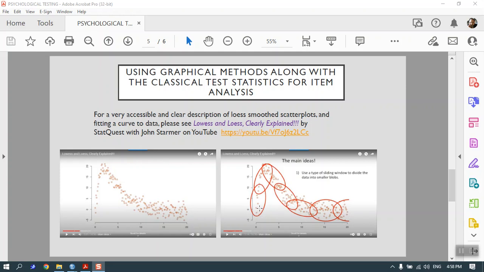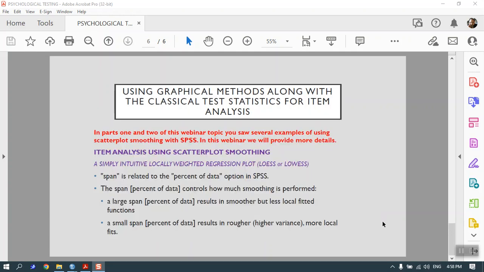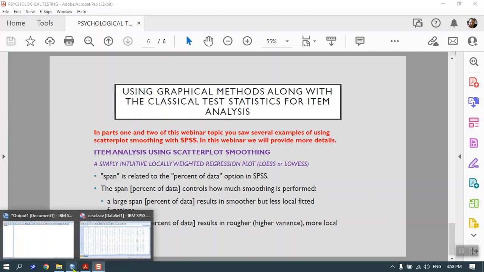And if these are very small, right, the span is a smaller percentage, you'll see lots of jaggedness because it's actually capturing a lot more of the data. And there's sort of a bias-variance trade-off that goes through all of this. All right, so let's take a look using SPSS and see what it can do for us.